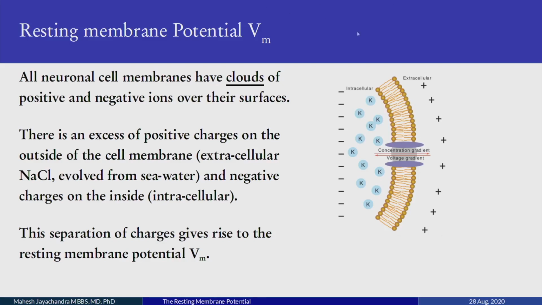So on the right, you see a schematic. You have, if you remember, the phospholipid layer, and then you have an ionic channel. This is inside, so you have a whole bunch of potassium ions here, and outside you have a bunch of positive ions.